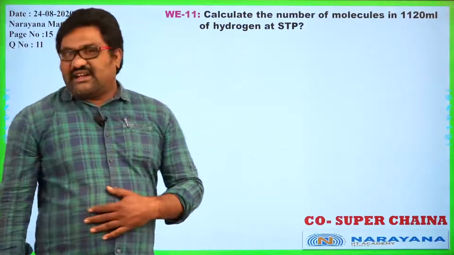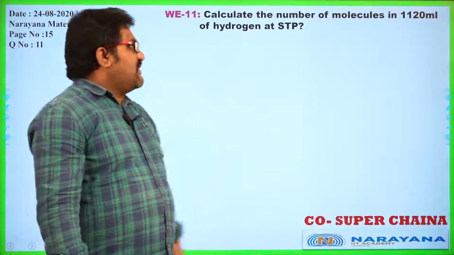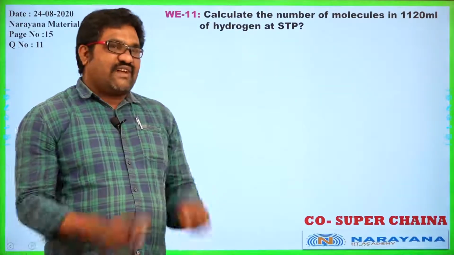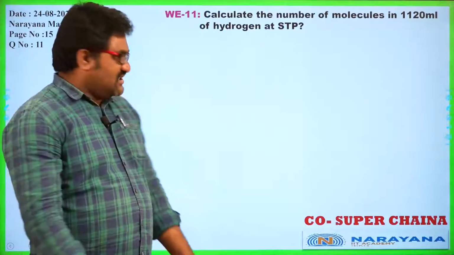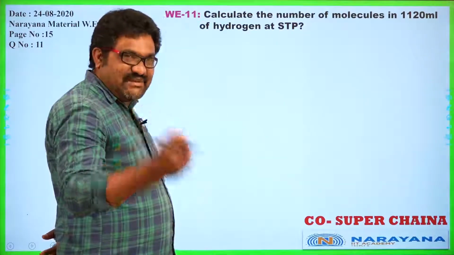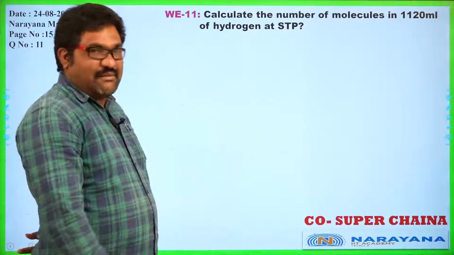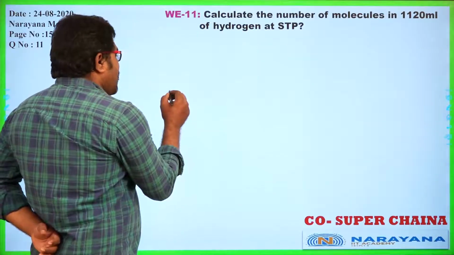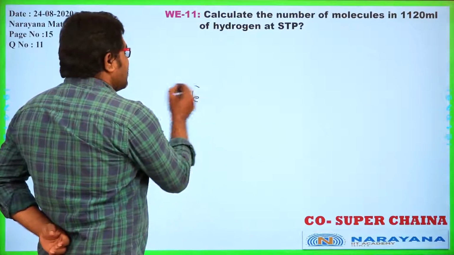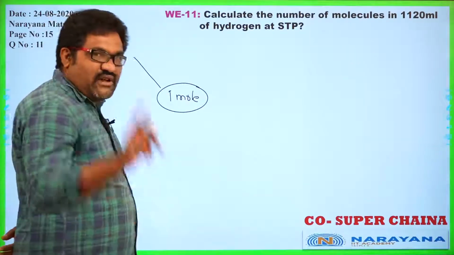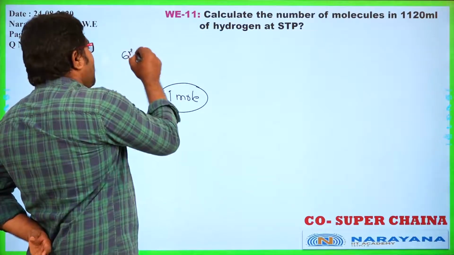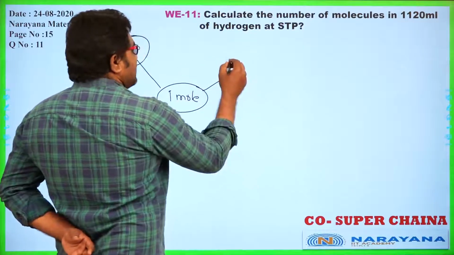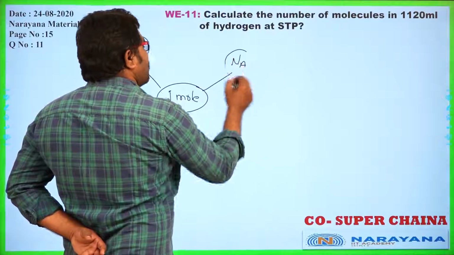Yes. Calculate the number of molecules in 1120 ml of hydrogen at STP. He is asking about the weight and volume relation. As we know, with a small diagrammatical representation, I give the relation between moles, number of molecules, weight of the substance and volume. See here, the weight of 1 mole of any substance should be equal to its gram molecular weight. 1 mole of any substance should contain Avogadro number of molecules.